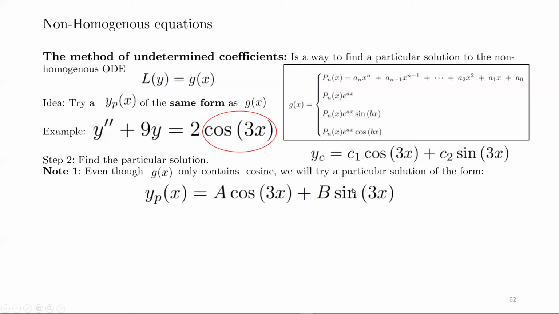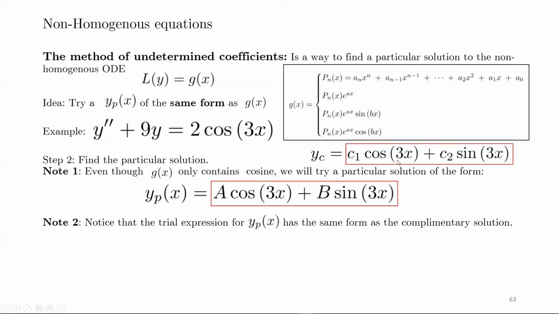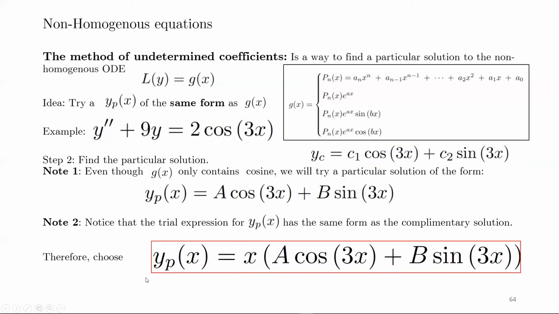But again, as I pointed out before, this particular solution has the term cosine of 3x, which is a solution to the complementary function. It's a term that occurs in the complementary function. So therefore, instead of yp equals this expression here, we have to choose yp equals x times this expression. So we're going to try this particular solution, yp equals x times a cosine 3x plus b sine 3x.